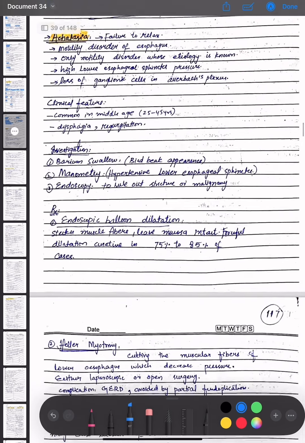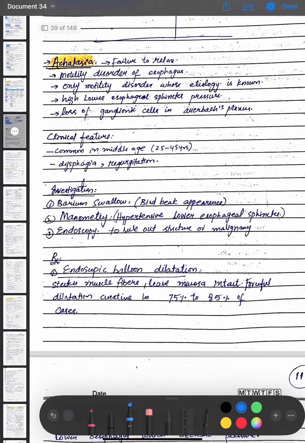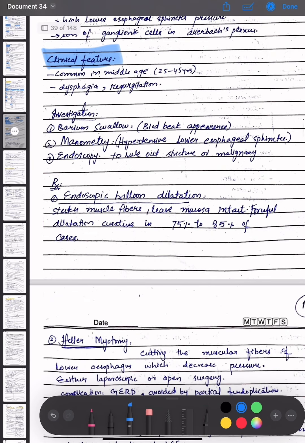Now coming towards achalasia. Achalasia is the failure to relax, a motility disorder of the esophagus. It is the only motility disorder whose etiology is known: high lower esophageal sphincter pressure, with loss of ganglionic cells in the Auerbach plexus. The clinical features: it is common in middle age, that is 25 to 45 years, and dysphagia and regurgitation occur. Investigations that we will do for achalasia are barium swallow, that is bird beak appearance, manometry showing hypertension of the lower esophageal sphincter, and endoscopy to rule out stricture or malignancy.